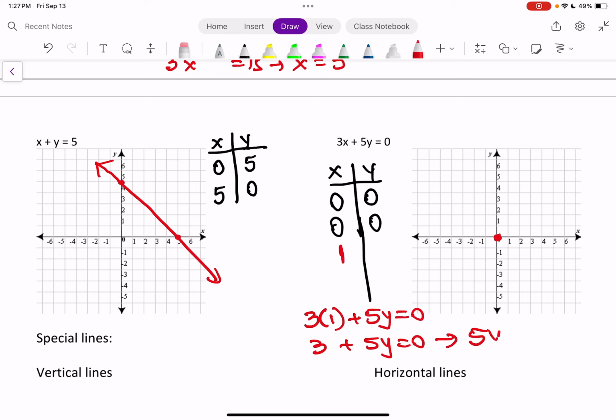subtract the 3 over, we just practiced. These problems are not that long.